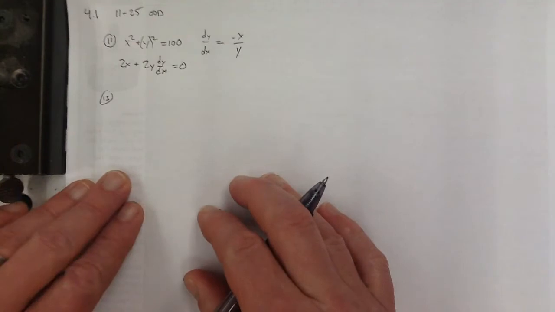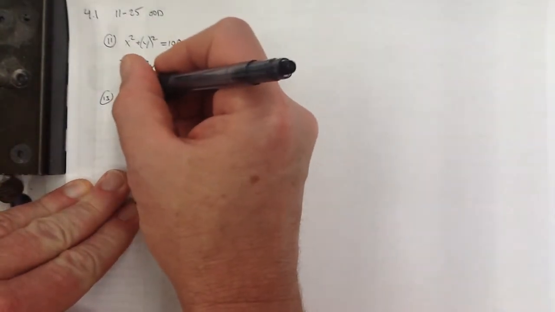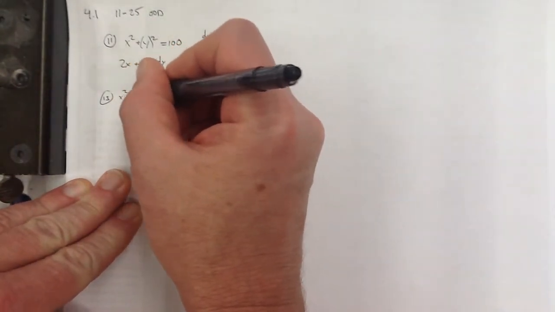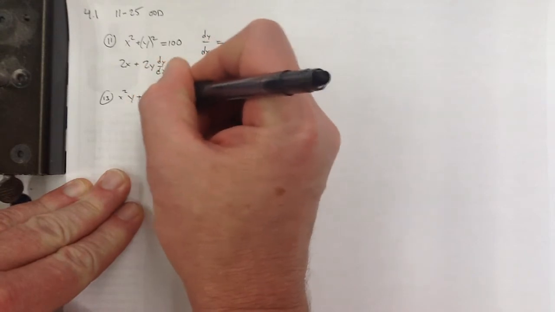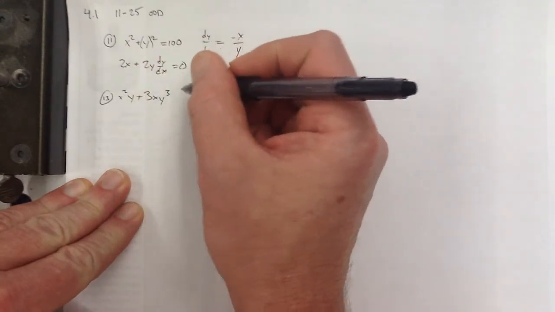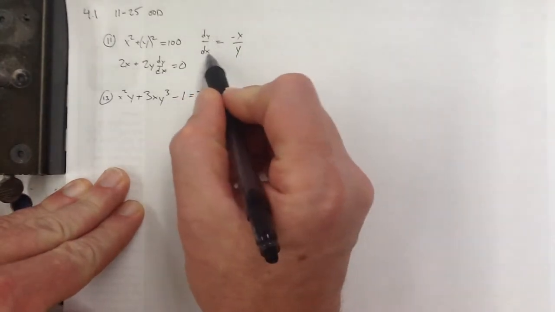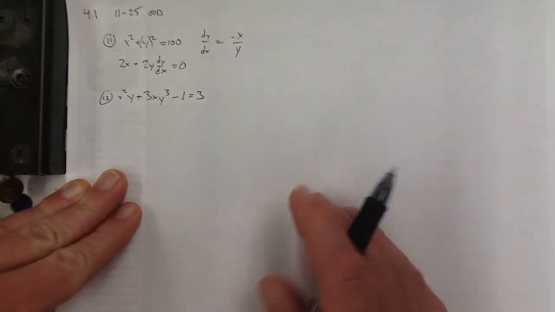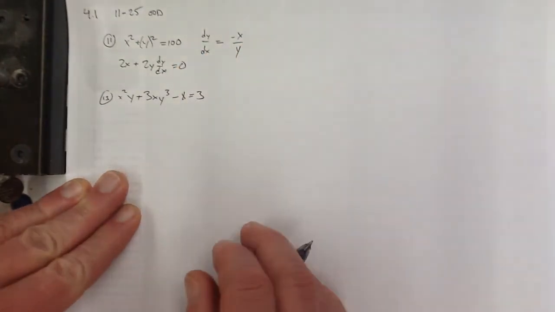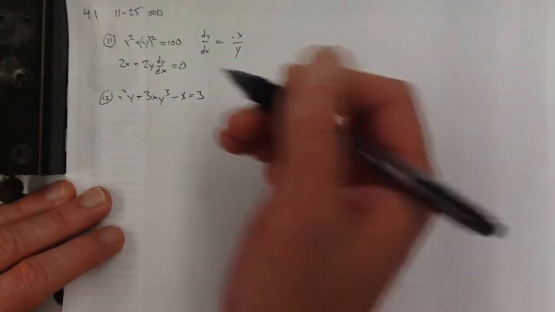Number 13. There's going to be a little bit of a how-much-do-you-want-to-simplify kind of thing going on with these, but you do have to get it into dy dx equals, so I think we're kind of forced a little bit to do some simplifying. Let's see how it goes.